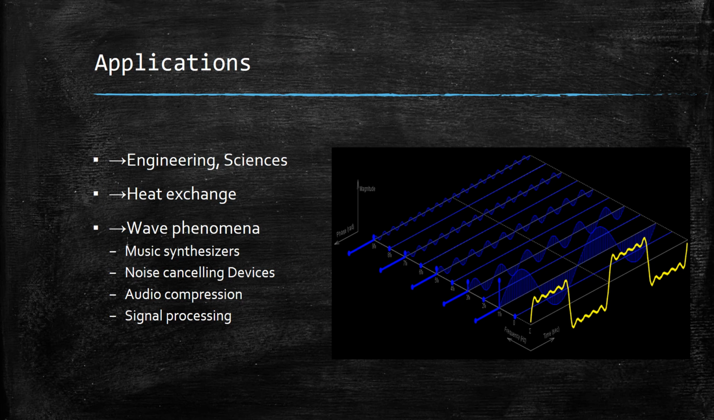Setting up and working with Fourier series has many applications. These uses span many fields, including engineering and the sciences. The concept of Fourier series was developed to solve problems involving heat exchange through various materials. In general, Fourier series can be used in all applications involving wave phenomena such as sight and sound. Specific commercial and consumer applications include music synthesizers, noise-canceling devices such as headphones, audio compression, and signal processing. All these applications involve waveforms or periodic functions which are digitized by breaking them down into simpler periodic functions.